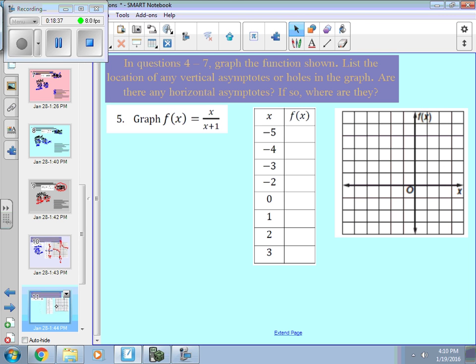All right, let's try another one out. Number 5, they want us to graph this one out. So again, pull up, get a table, see what it looks like. Why don't you pause the video, try graphing this one out and see what it looks like.